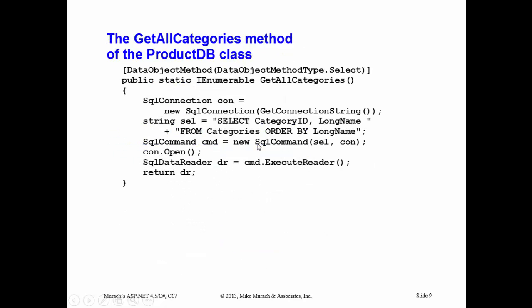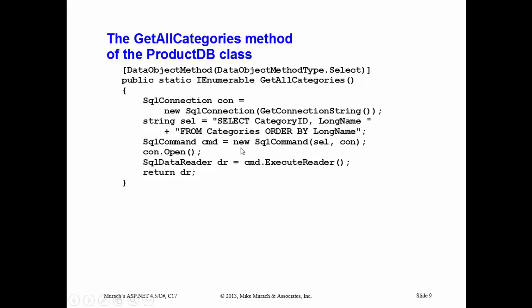So this is what the product DB class would look like, and specifically the get all categories method in that class. You might recall that a class can obviously have multiple methods. So here's the get all categories method, and what it does is it creates a SQL connection using the SQL connection class that we just talked about. It gets a connection string from wherever it happens to be stored, probably web.config, sets up a string, which is a select statement, and uses that string in conjunction with the connection object to create a SQL command.